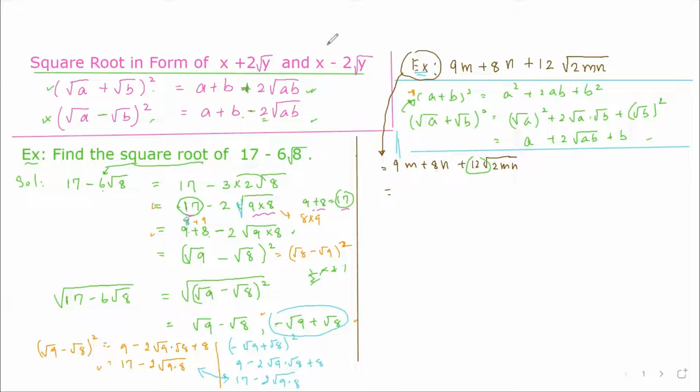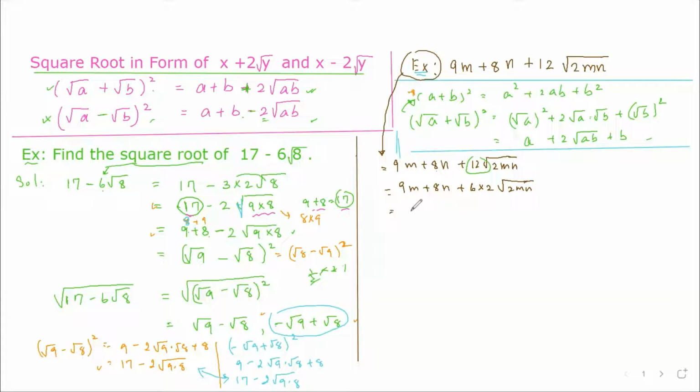So now come back to this example. Again, this one I have to make it 2, right? So I write 9m plus 8n plus 12, I can do it as 6 times 2, correct? Square root 2mn.